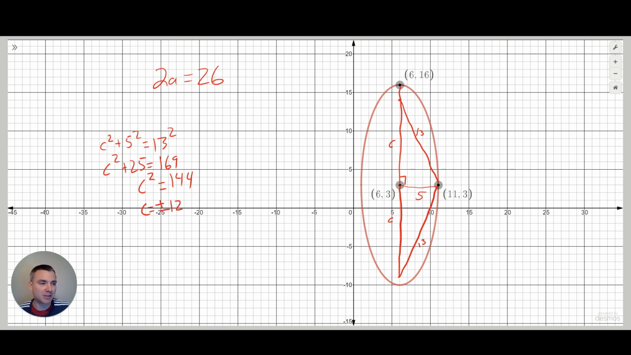So now to find the coordinates, I just start out at the center, (6, 3). And again, because this is stretched along the vertical axis, I go up 12 and down 12. So (6, 3) plus 12 gives us coordinates of (6, 15). And (6, 3) minus 12 gives us coordinates of (6, -9). And that is how you find the coordinates of the foci of an ellipse given this graph.